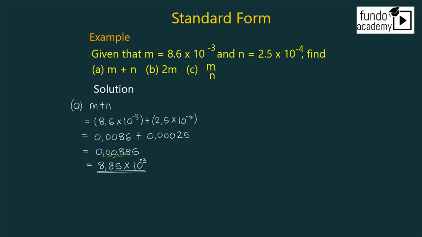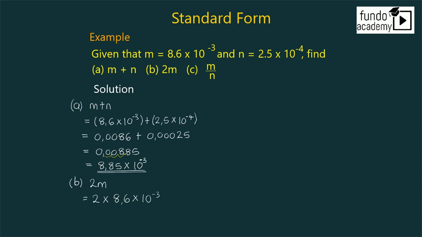Alright, let's go on to part B. On part B, required is for us to find 2m. Now that's a very simple one. 2m is like we're multiplying 2 by our m, and our m is 8.6 times 10 to the power of -3. So we just write it like that. Alright, so here we can now simplify.